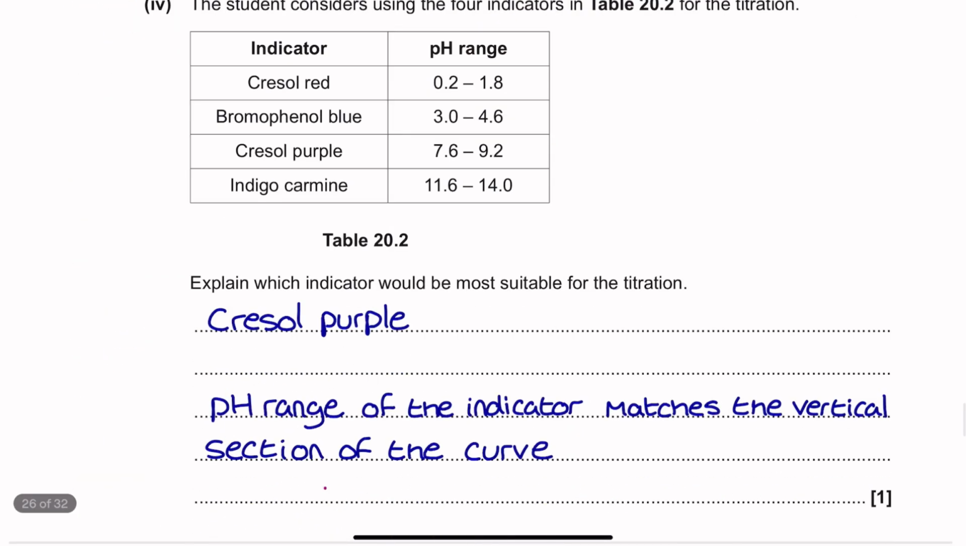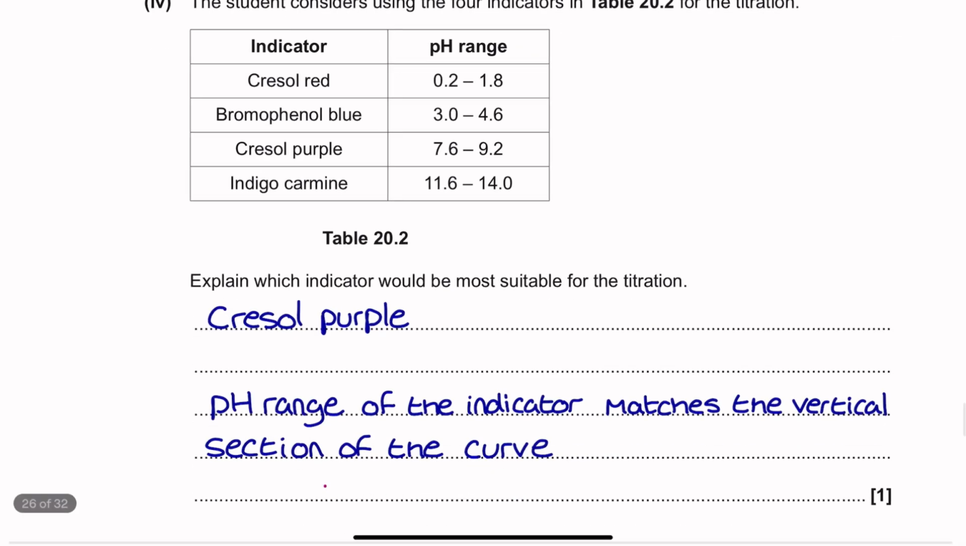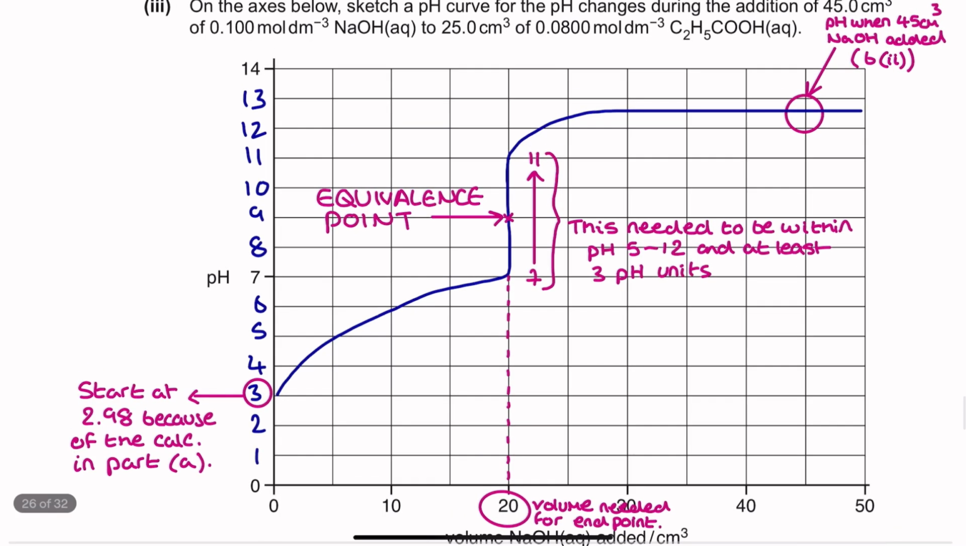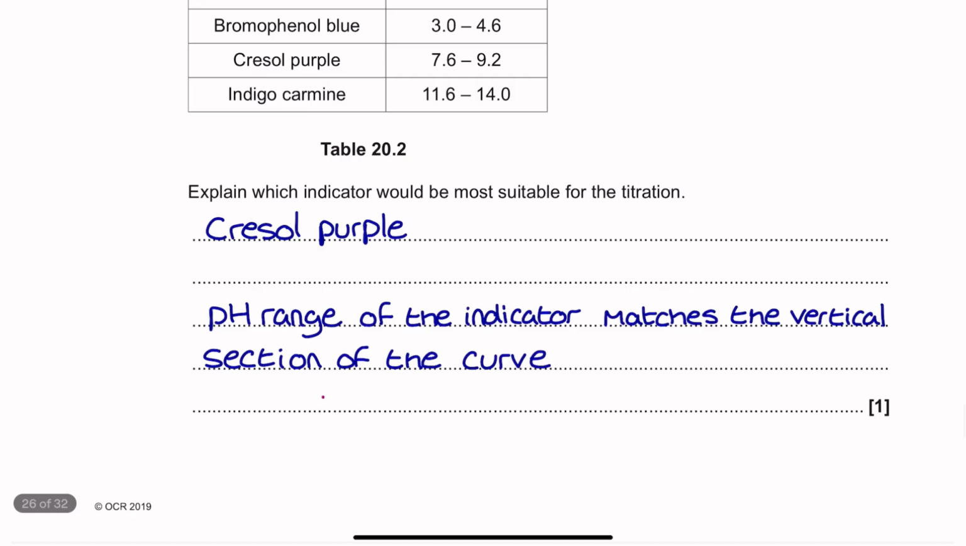Next up, moving on. The student considers using 4 indicators in table 20.2 for the titration. Which indicator would be the most suitable? So we're looking here for which one of these fits best inside that vertical section of the curve. And if we have a look at the curve once again, we know our vertical section here is estimated at 7 to 11, and therefore we can make the decision that the Cresol purple is perfect for this, and our explanation is exactly as we put in the slides earlier.